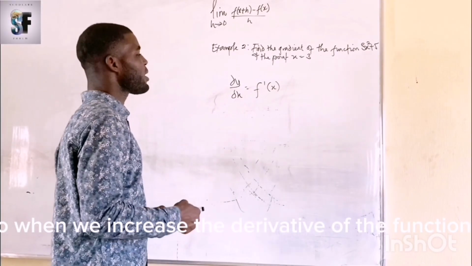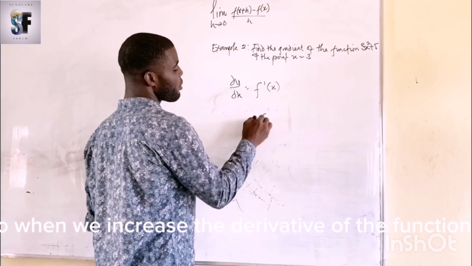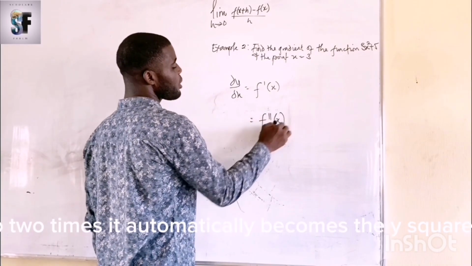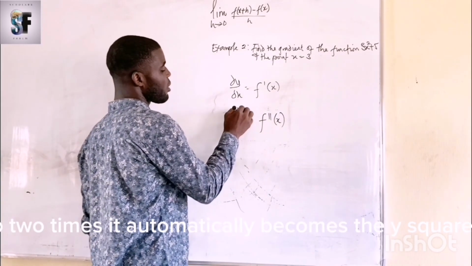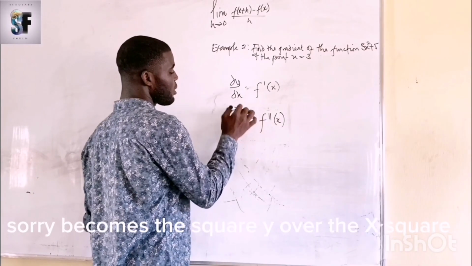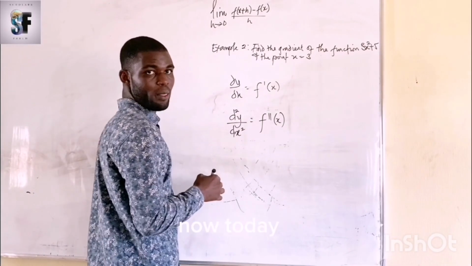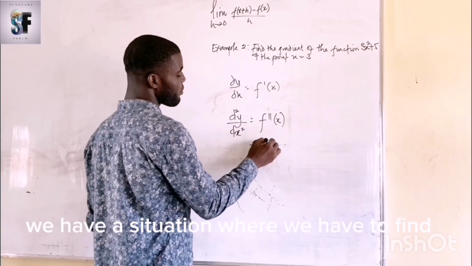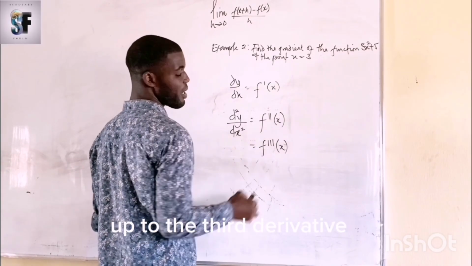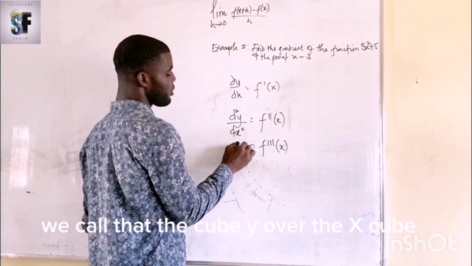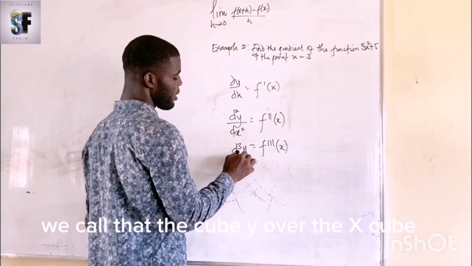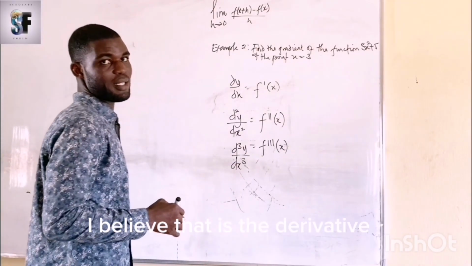So when we increase the derivative of the function to 2 times, it automatically becomes d squared y over dx squared. Now, should there be any situation where we have to find up to the 3rd derivative, we call that d cube y over dx cubed. I believe that this is self-explanatory.